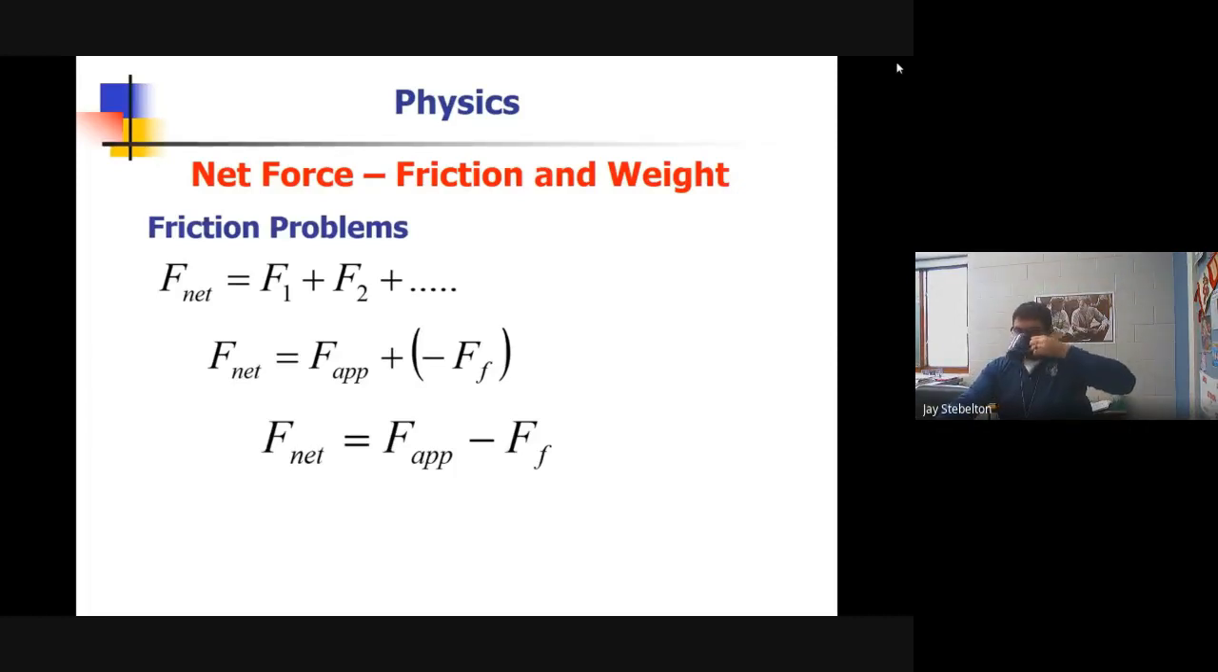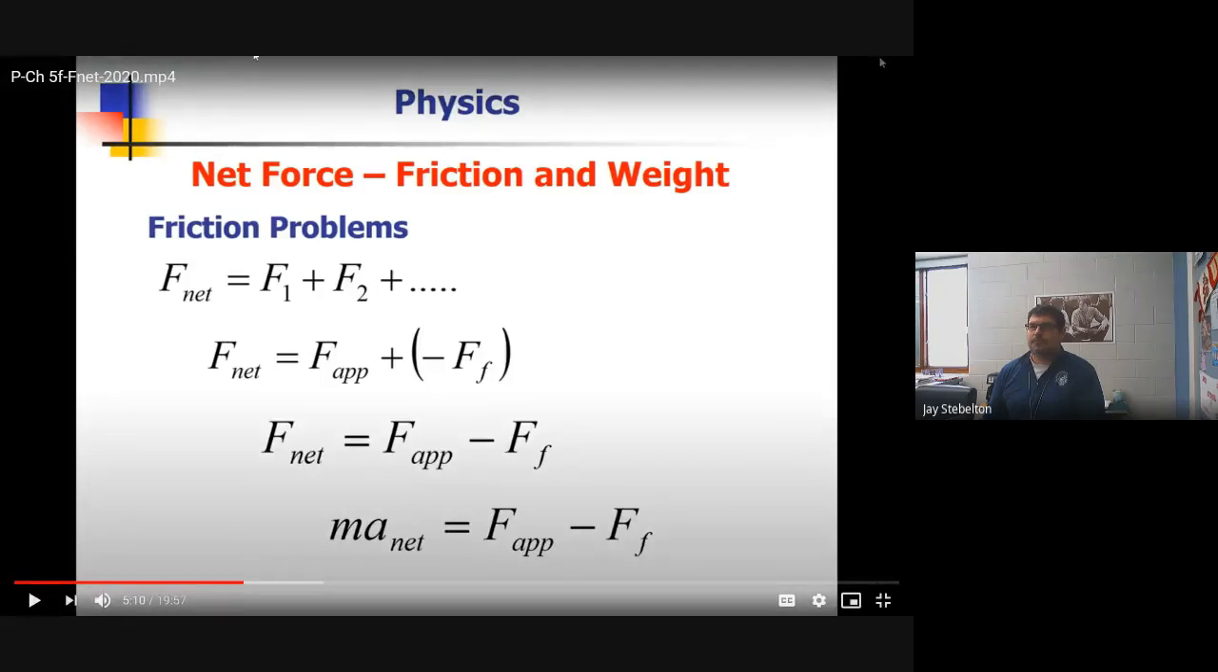Well, we could jump one more step and say that F net is the force applied minus friction. And we know that Newton's second law says F is ma. So ma net is equal to the force applied minus friction. So friction problems. So listen, same thing. Don't get worried when you see these different formulas here. All we did is we're taking the actual formula for force, which is m times a. So the net force is actually m times a net, which equals the applied force minus the force of friction. And then you can solve for acceleration by dividing each side by mass. Or you can solve for mass by dividing each side by acceleration.